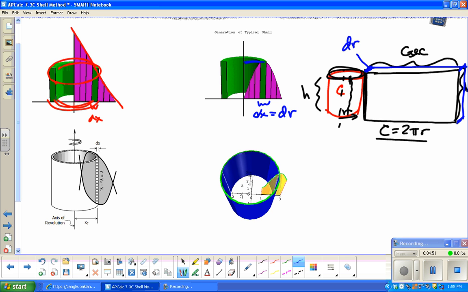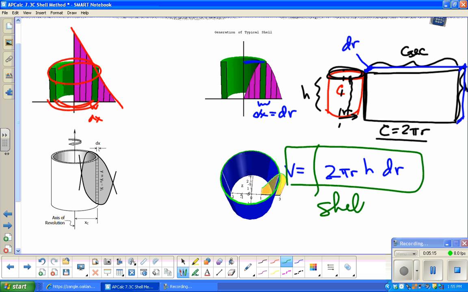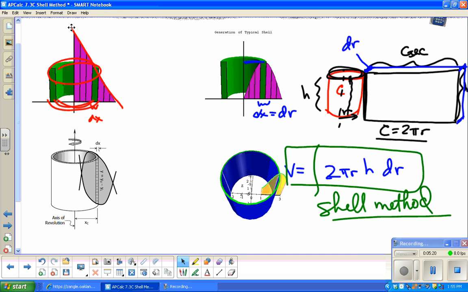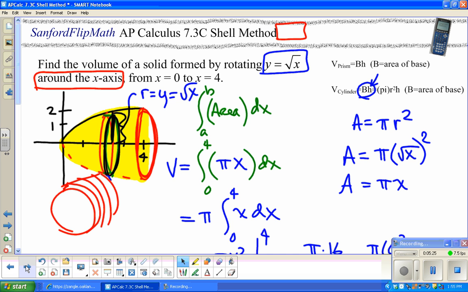The cool thing about this is that I can find the volume this way also, and what I do is circumference times the height times the thickness, and that's going to give me a volume. That's the volume for one of those rolled out, and as you've probably guessed, we're going to add them up. This is called the shell method. There are much more in-depth, longer discussions of this, but that's the short version.